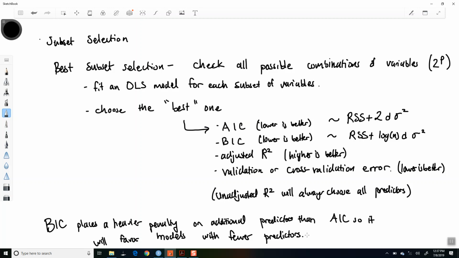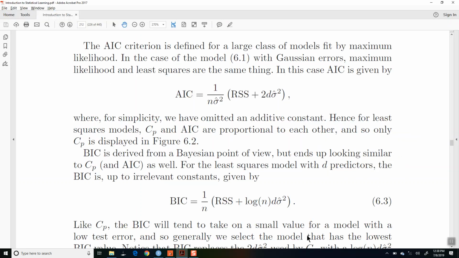But I don't know, if somebody said, well, which one should I use? Should I use AIC or BIC or adjusted R squared? My answer is, I don't know. It's hard to say this number is the best number in all situations at all times, okay?